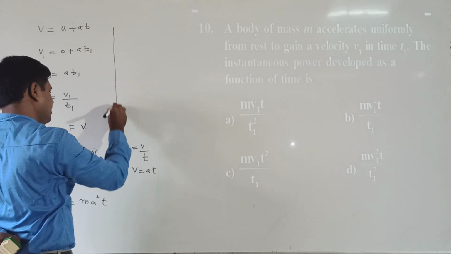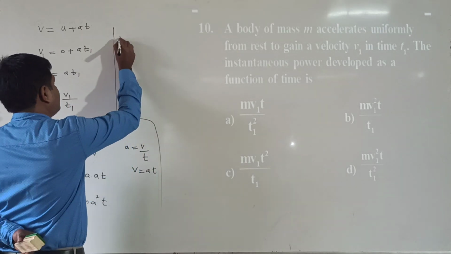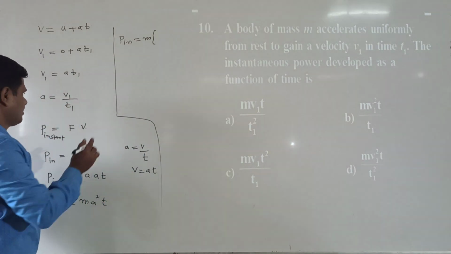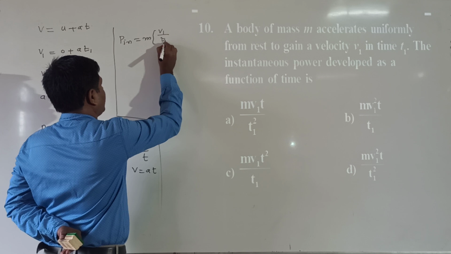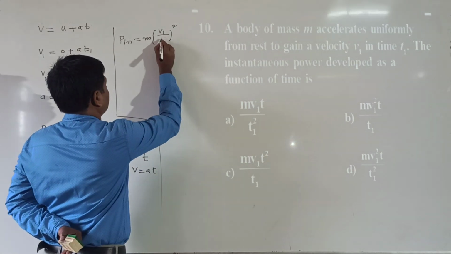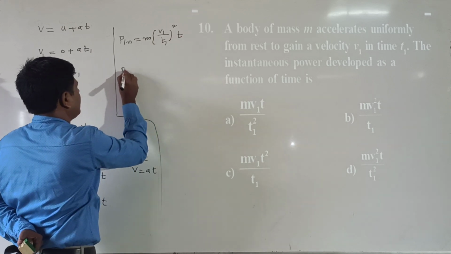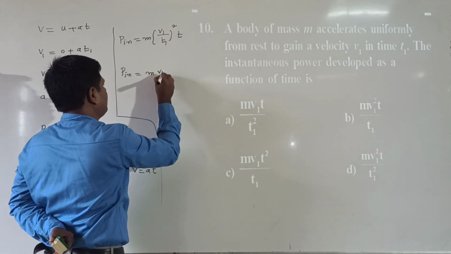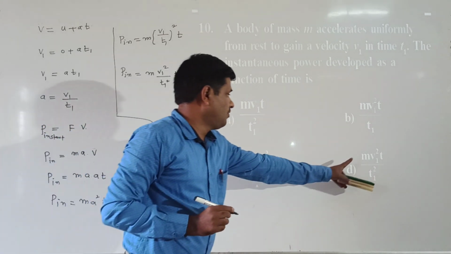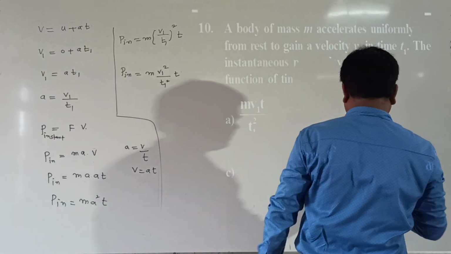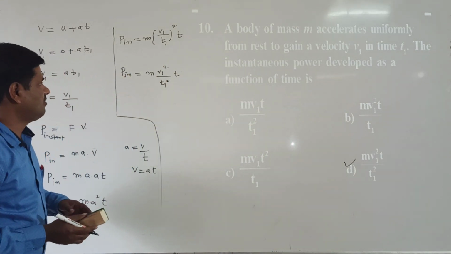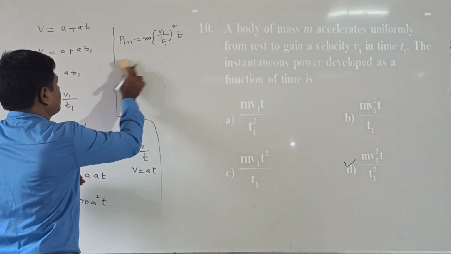Now the acceleration value we already have is v1 by t1. So P instantaneous is equal to m into v1 by t1 whole square into t. P instantaneous is equal to m into v1 square by t1 square into t, that is m v1 square t by t1 square. Which option is correct here? The B option is correct: m v1 square t by t1 square. Right, this is the 10th question.